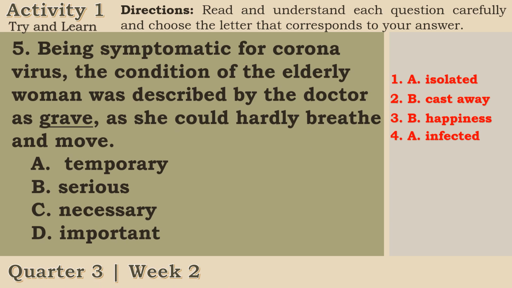Number 5. Being symptomatic for coronavirus, the condition of the elderly woman was described by the doctor as grave, as she could hardly breathe and move. What do you mean by the word grave? A. Temporary. B. Serious. C. Necessary. D. Important. What's the answer? Letter B. Serious.